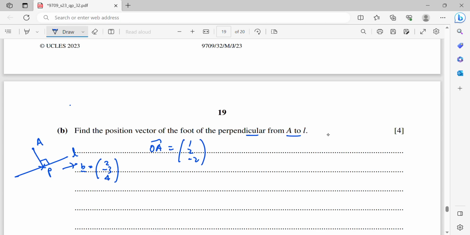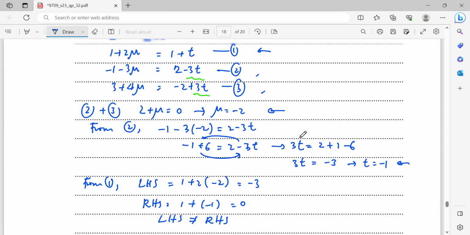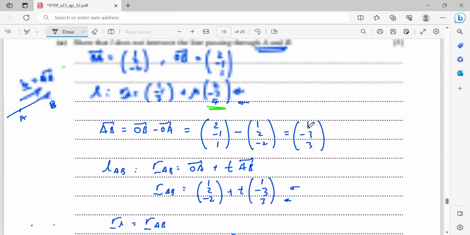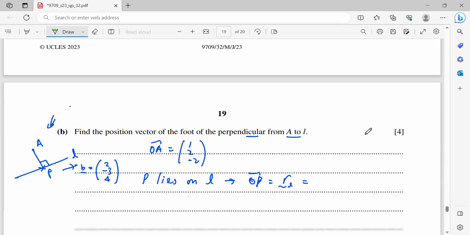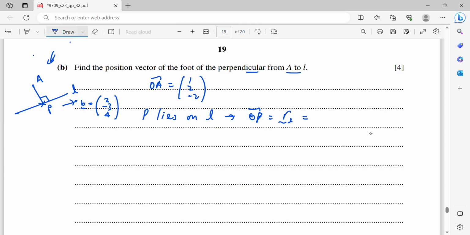Now, based on the diagram, I know that P lies on L, which means OP is RL, which is, my RL is this part. This is my RL. Okay, so I will copy this. So it will be 1 plus 2 mu, and then negative 1, negative 3 mu, and then 3 plus 4 mu.